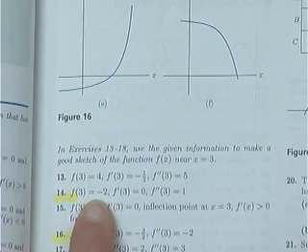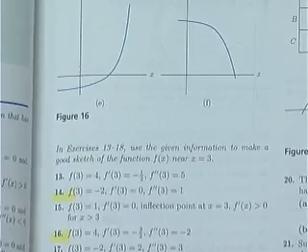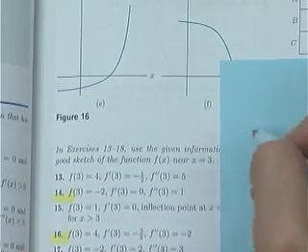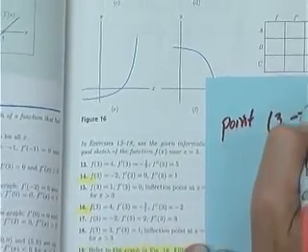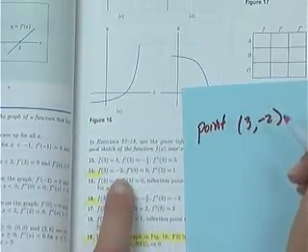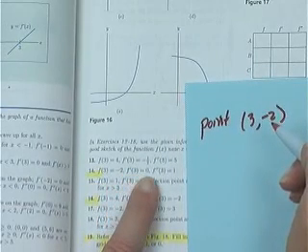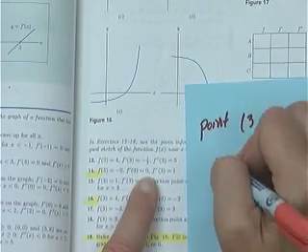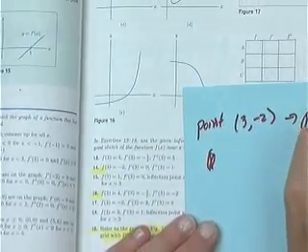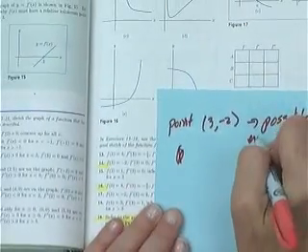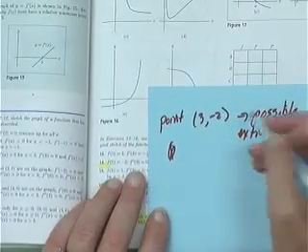When you see f of 3 equals negative 2, what are you given? A point. All right, so let's start making a little list. We have the point 3, negative 2. When x is 3, y is negative 2. What does it mean when the derivative at 3 equals 0? Okay. This point is a possible extreme point. We're getting that from the derivative equals 0.